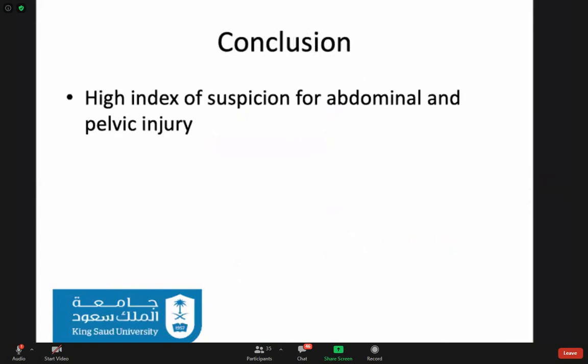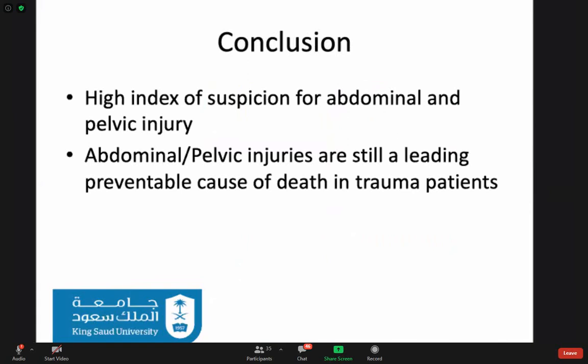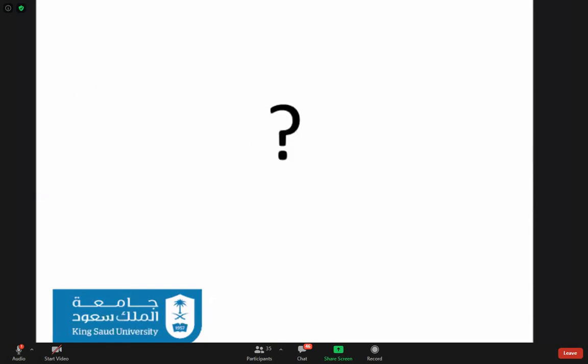Conclusion: always have a high index of suspicion for abdominal and pelvic injuries. Abdominal and pelvic injuries are still a leading preventable cause of death in trauma patients. Any questions about this one?